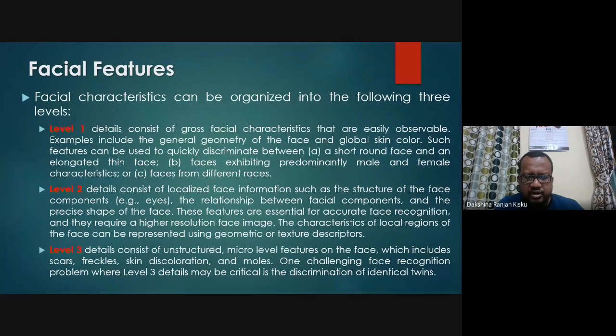Level 3 features include some kind of special marks on the face images. These special facial features are not available on all faces, so they are not very common features. That is why sometimes we need to add level 3 features to the traditional features, so that we can identify or verify faces in critical situations. Basically this is used for critical situations where it is very difficult to separate two faces, or one face from the rest of the faces. Therefore level 3 features are used with the traditional features.